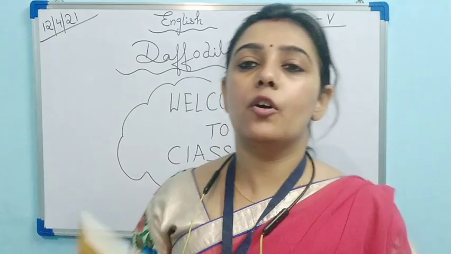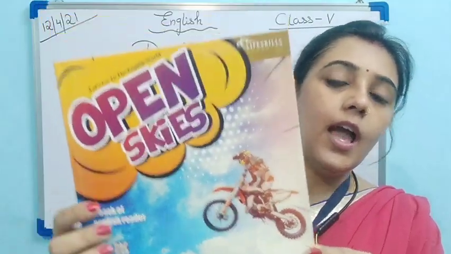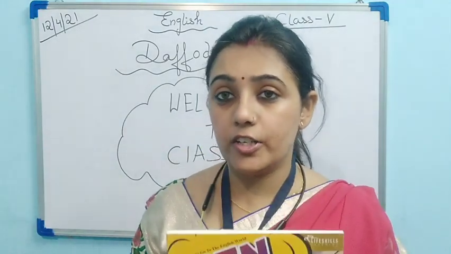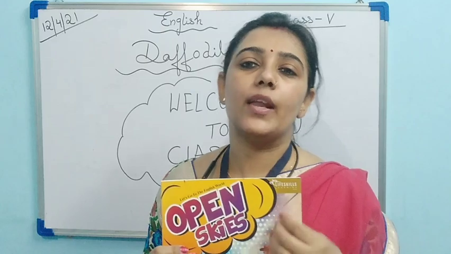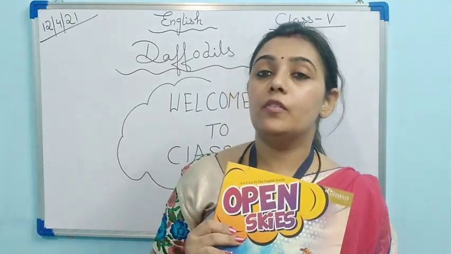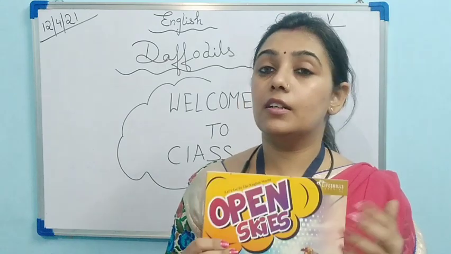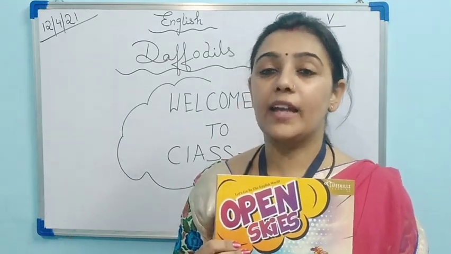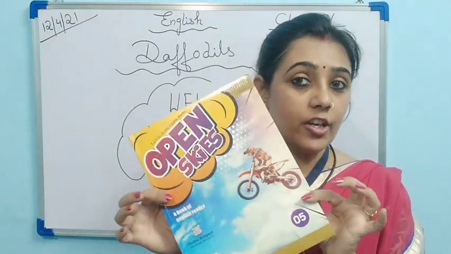Second book is your Open Skies book. See, this is your Open Skies book and this is your English literature book. In English literature, you have the poems as well as the chapters where we will read them and we will try to understand them, and then we will try to learn the vocabs, and then we will do the question answers. This is the English literature book.